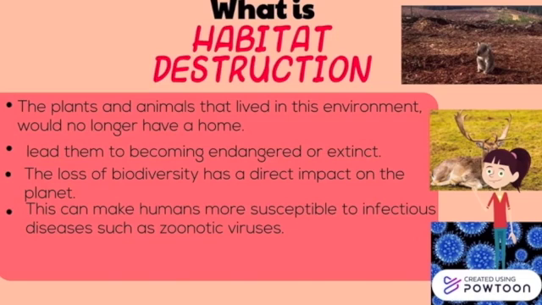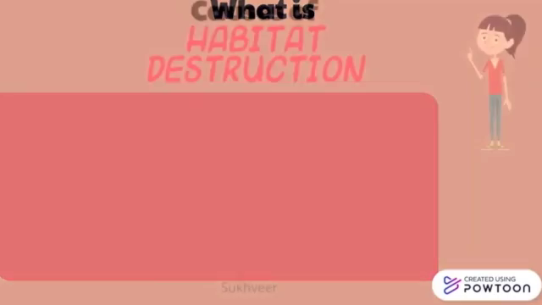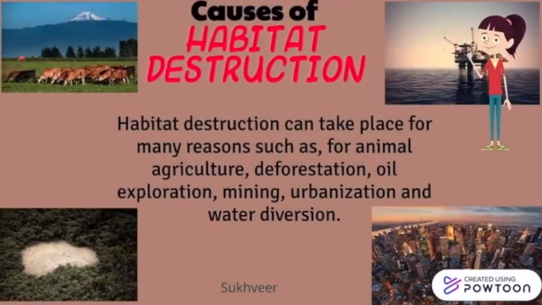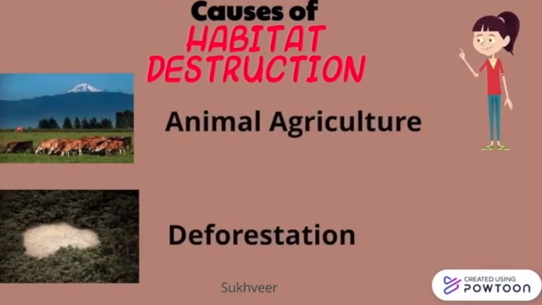Our food can become more vulnerable to pests and diseases. This can make humans more susceptible to infectious diseases such as zoonotic viruses. Causes of habitat destruction. Habitat destruction can take place for many reasons, such as for animal agriculture, deforestation, oil exploration, mining, urbanization, and water diversion.